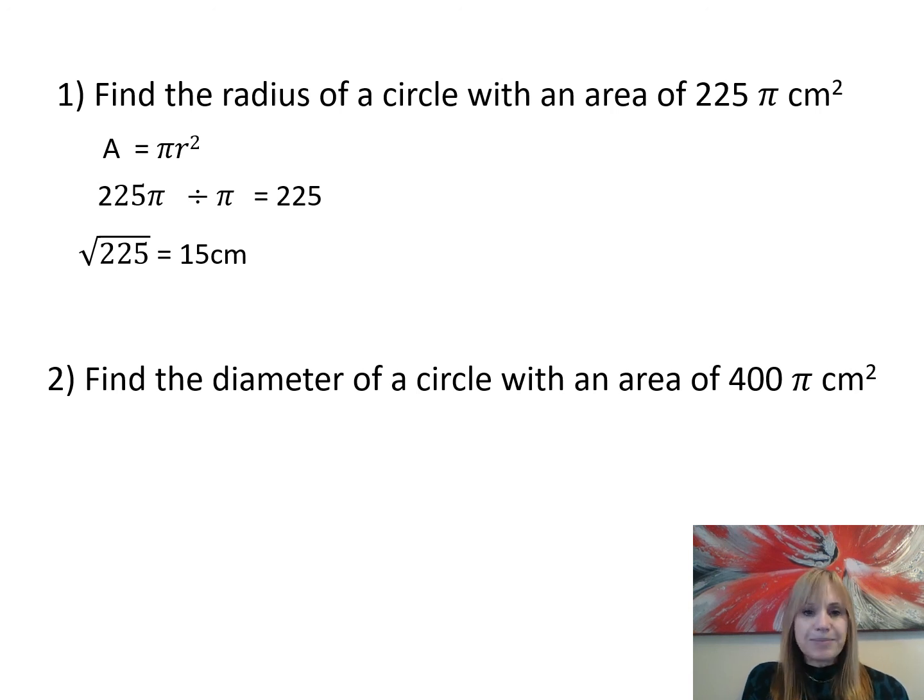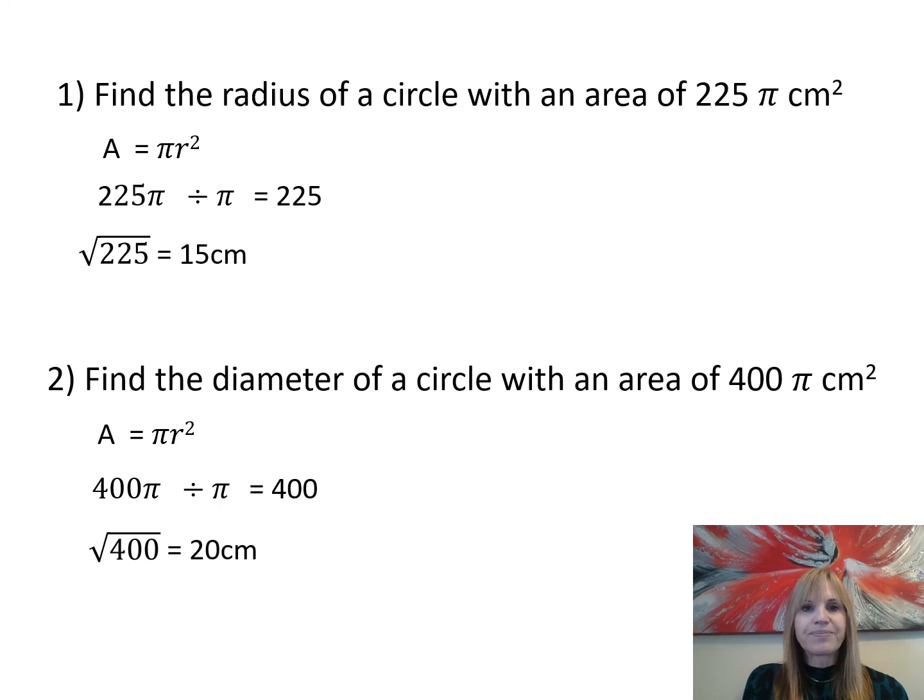So number 2 is very similar, although at the end it says I need to find the diameter. So using the same method as above, the area of the circle, pi r squared, is 400 pi. So I'm going to undo the pi, divide by pi to give me 400. Then I'm going to square root because I don't want the radius squared, I just want the radius. So the radius is 20. But now to find the diameter, remember a diameter is twice the size of a radius, so 20 times 2 means the diameter is 40 centimetres.